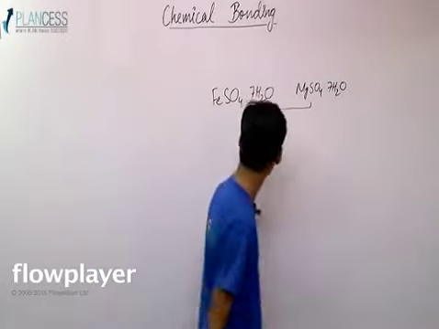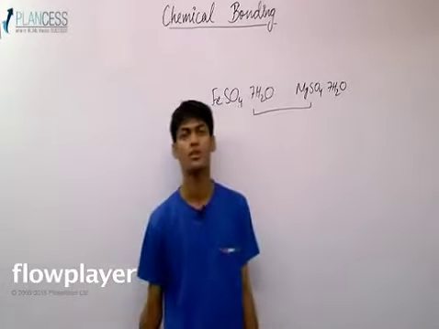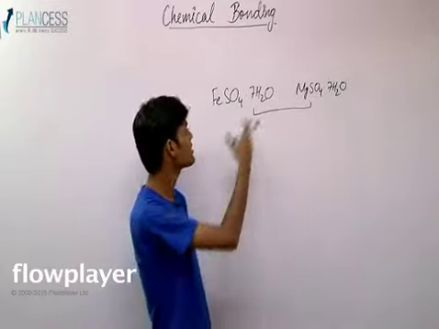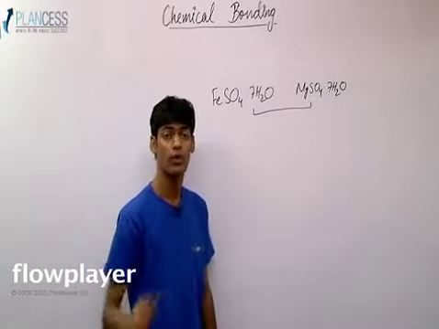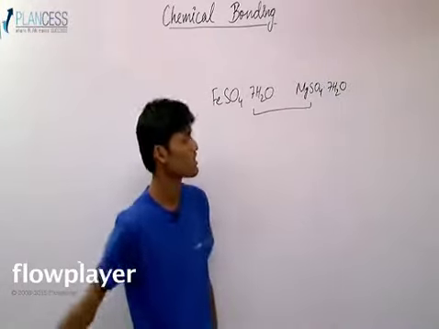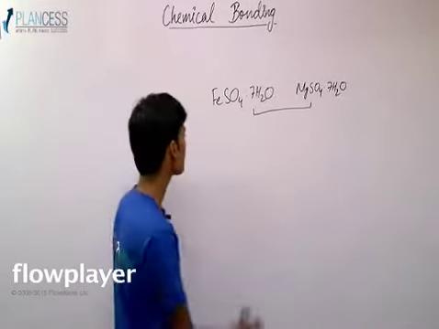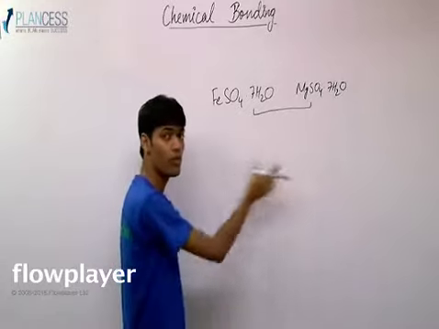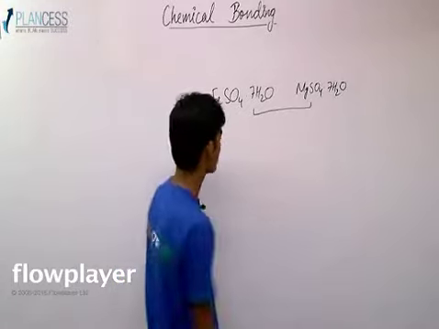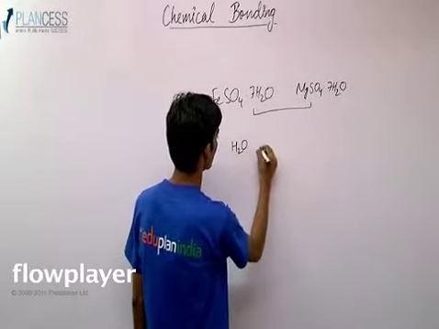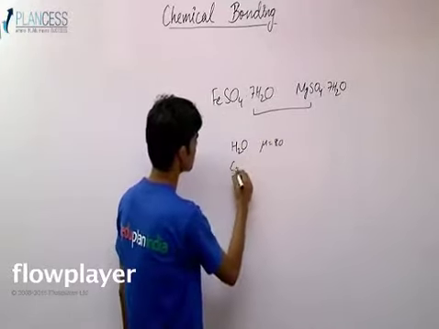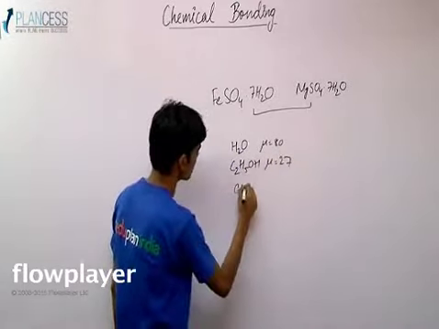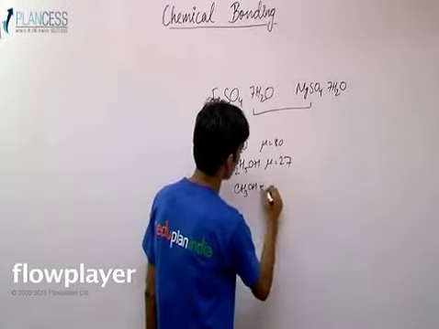The next property of ionic compounds is their solubility. The solubility of an ionic compound increases as the dielectric constant of the polar solvent increases. What do we mean by dielectric constant? The dielectric constant is a property of a polar solvent which has a dipole moment. H2O, or water, has a dielectric constant of 80, C2H5OH has a dielectric constant of 27, and CH3OH has a dielectric constant of 35.